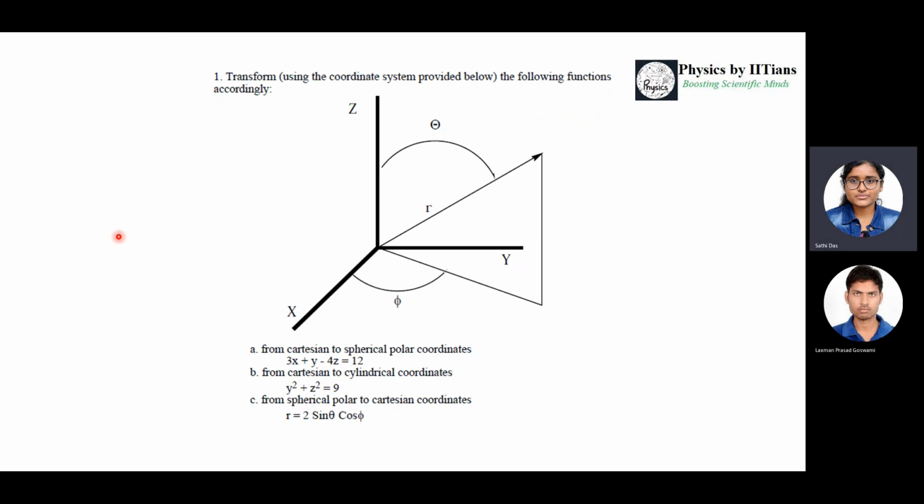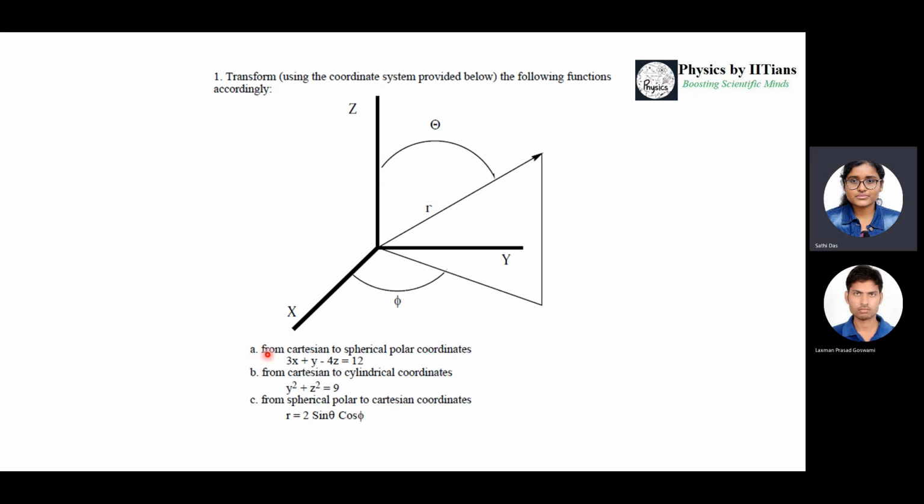So the first question is a very basic question. It may not be asked in the NET exam, but it can be asked in the GATE exam or IIT JAM exam. The question is to transform the coordinate system provided below. So this is the coordinate system. The following functions you have to transform accordingly.